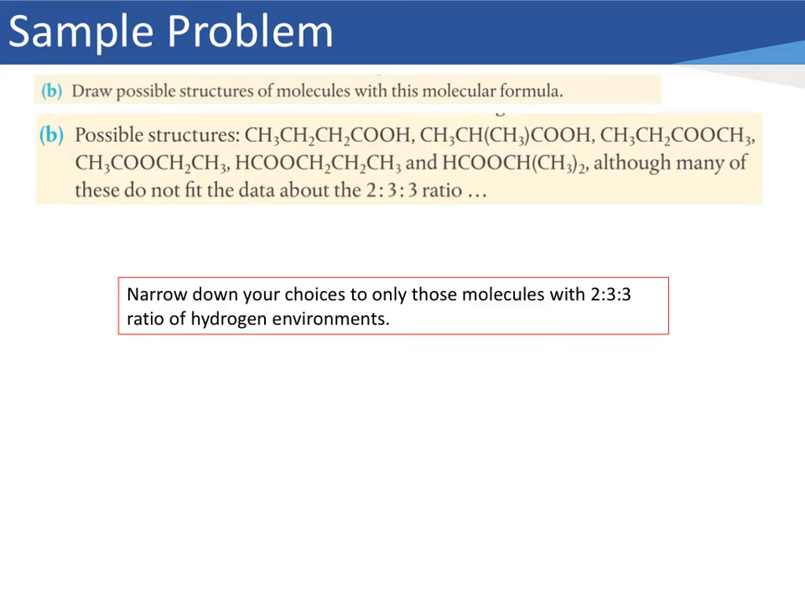Now, I need to narrow down the choices to only those molecules which would have 2, 3, 3 as the ratio of hydrogen environments. So go back to your structures. Pause the video and go back to your structures. Which ones are 2, 3, 3?